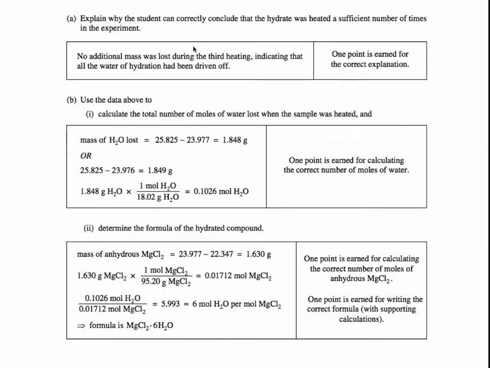So if you look at the data here, this is just the AP rubric for this problem. A, no additional mass was lost during the third heating, indicating that all the water of hydration had been driven off, so heated to constant mass. If you notice here, they're subtracting those two values and then dividing by 18 to get the moles of water. And here, they're subtracting the two values we talked about earlier and dividing it by the molar mass of MgCl2 to get the moles of MgCl2.